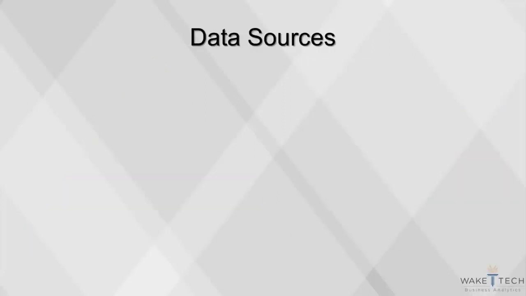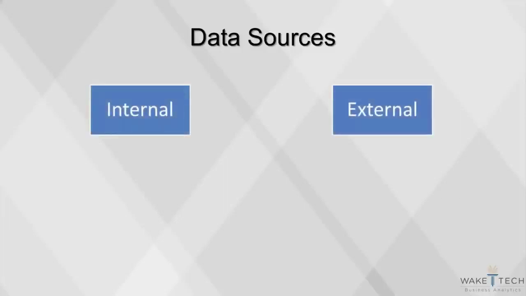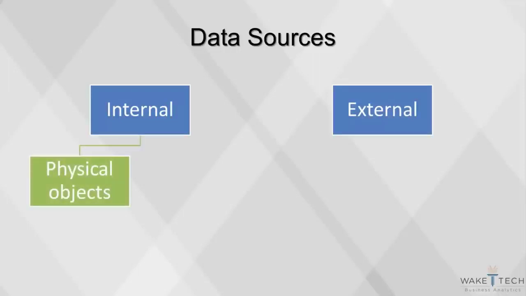So where does data come from? Data can come from a variety of sources, both internal and external. Internal data is collected by businesses and stored within their own servers. This data can be generated in a number of ways, either by physical objects such as sensors or barcodes, or by using computer software such as websites.